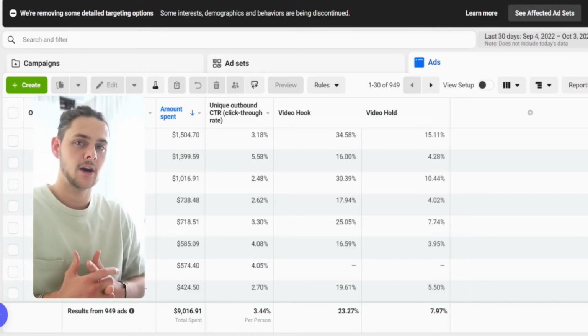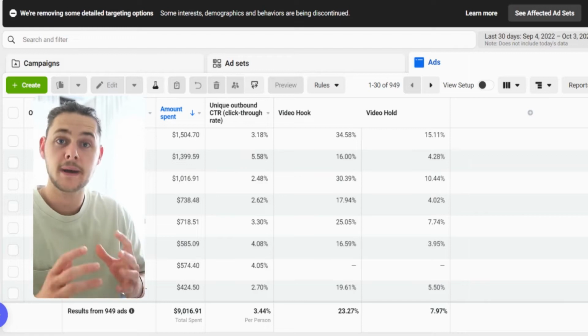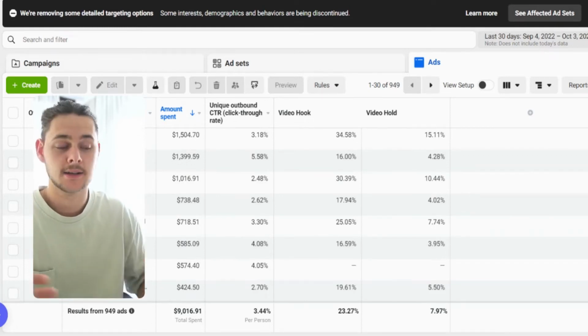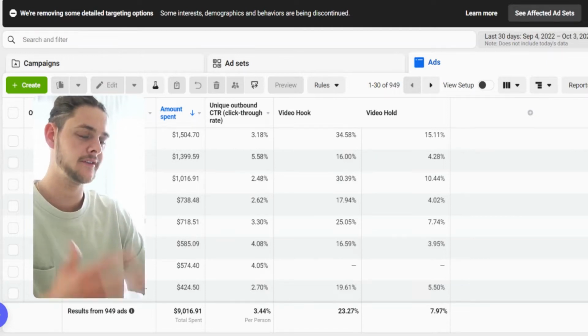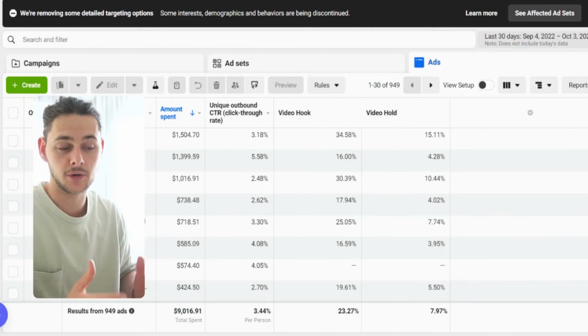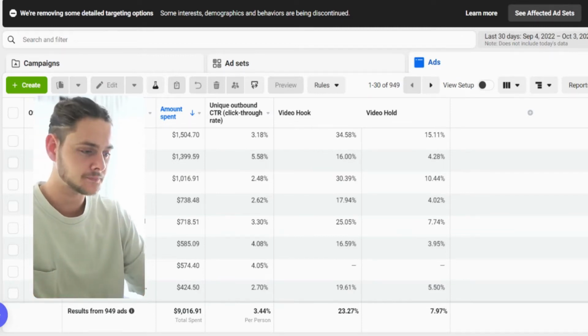A question I commonly get asked is, how do we determine the effectiveness of a creative, and what metrics do we look at to determine whether we should turn it off or scale it? So today I'm going to be going over the 5 different metrics that we look at to determine whether a creative is good or not, and whether we turn it off or keep it on or scale it. So let's just jump into it.